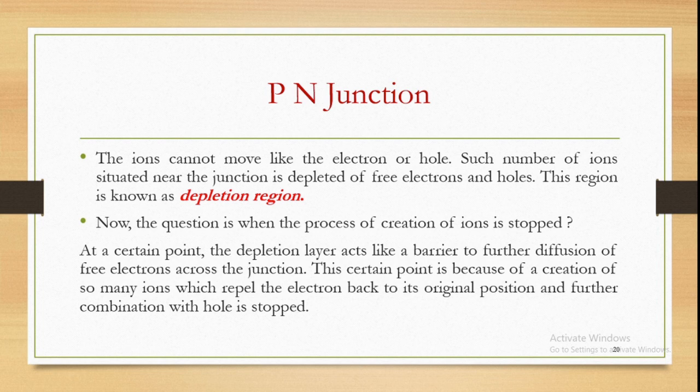At a certain point the depletion layer will act like a barrier to further diffusion of free electrons across the junction. This certain point is because of the creation of so many ions, which repel the electrons back to their original position, and further combination with the holes is stopped. So the creation of ions stops.